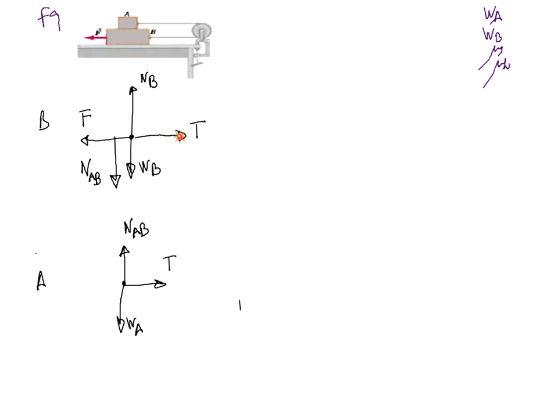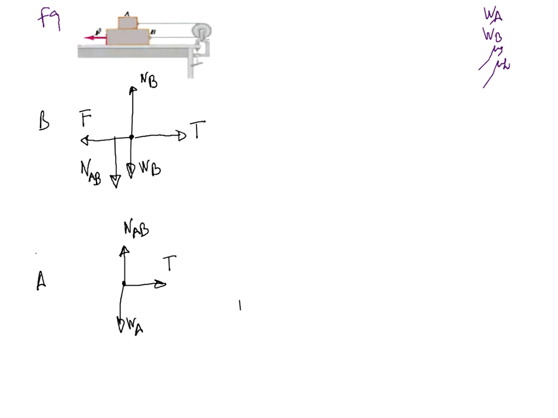Next question that we ask ourselves once we know that we're using Fk is to identify the direction of motion of our system. In which direction does system A move towards? Up, down, left, or right? Right. Therefore, Fk for object A must be going towards the left.